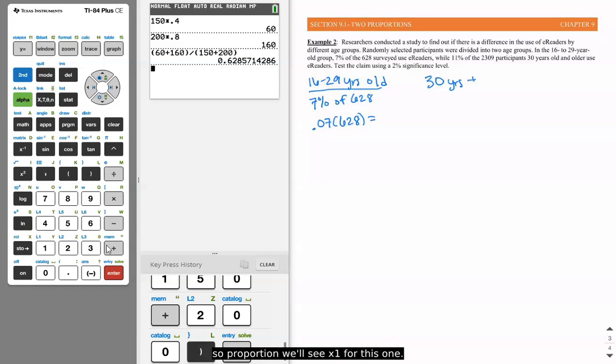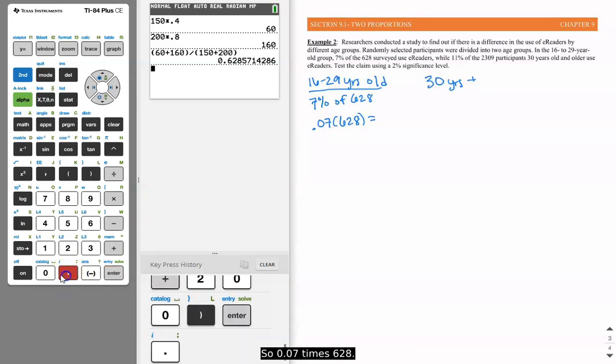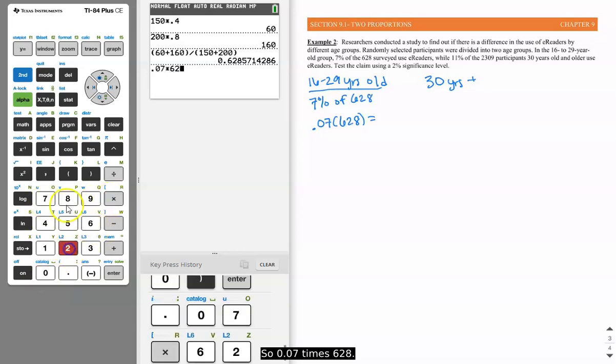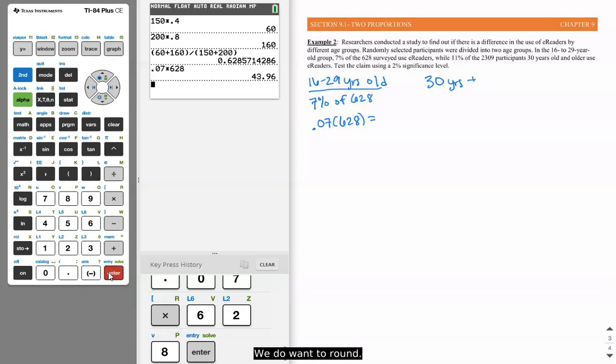So we'll see x1 for this one. So 0.07 times 628. So we do want to round, we want an integer. So we don't want 43.96. So we would just say 44. All right, so this is x1.